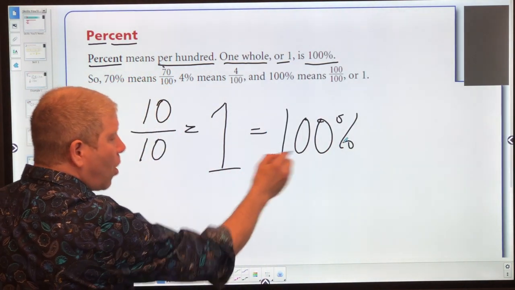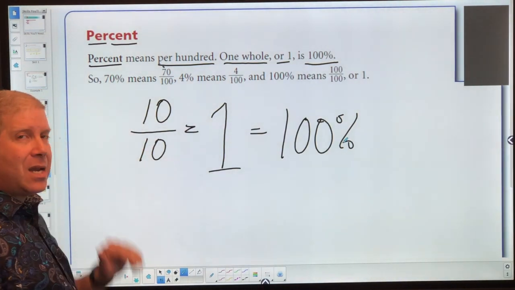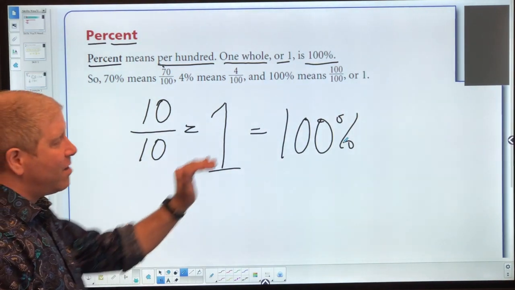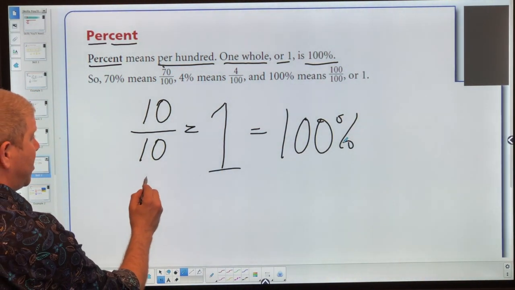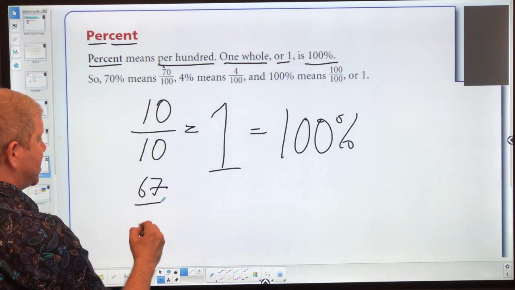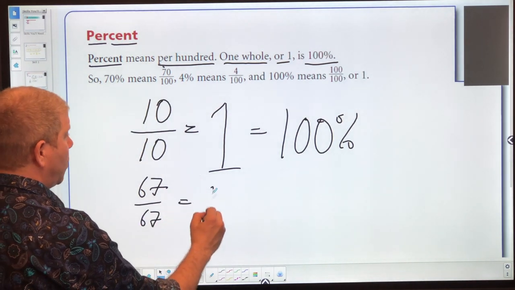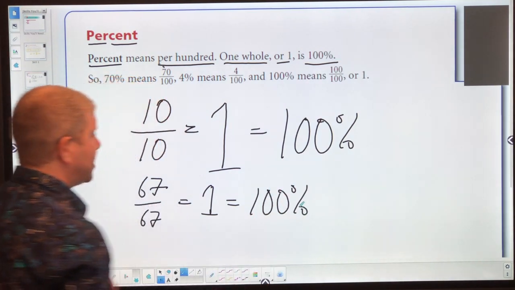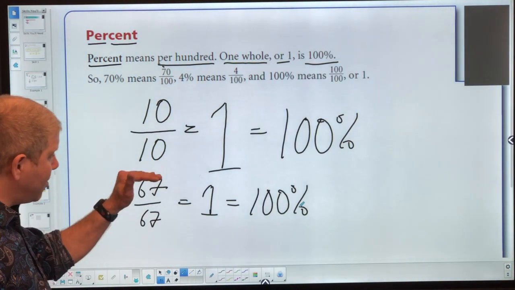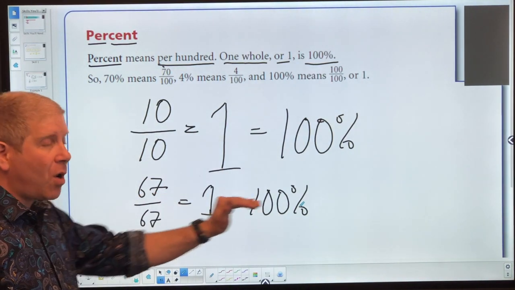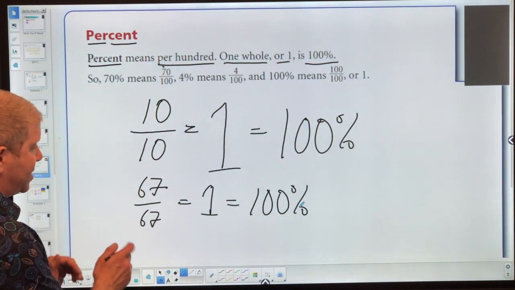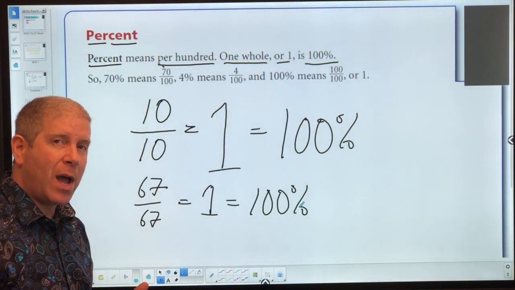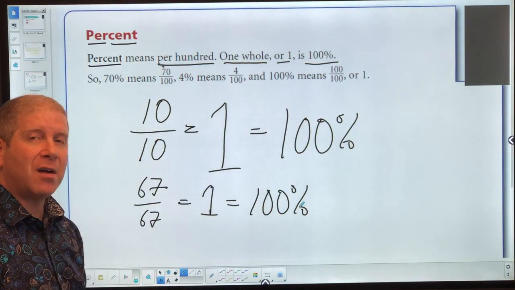Now 1 is always equal to 100%. We can take any number here, and as long as we divide it by itself, it's always going to equal 1, and therefore it's always going to equal 100%. So for example, we could do 67 divided by 67. That will always equal 1, which will always equal 100%. That's just an important side note: any number divided by itself is 1, and 1 is always equal to 100%. You can think of it this way: if I had 67 apples and I gave all 67 of them away, I gave away 100% of my apples.